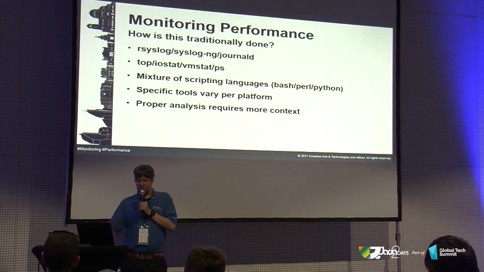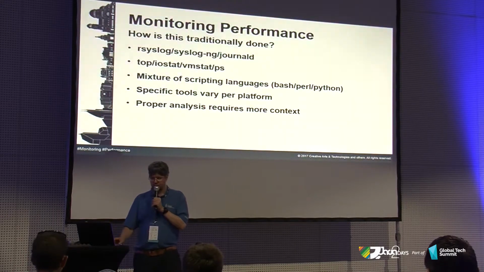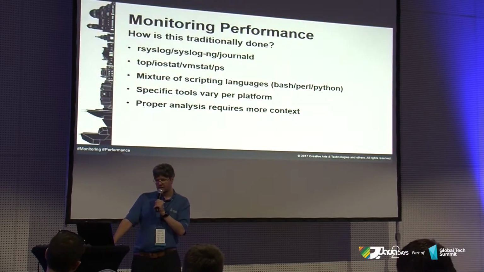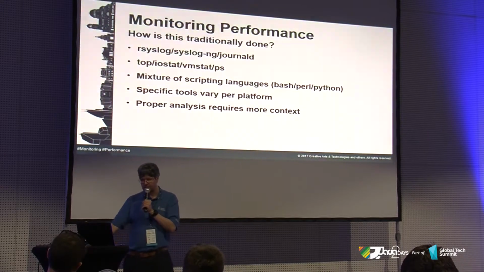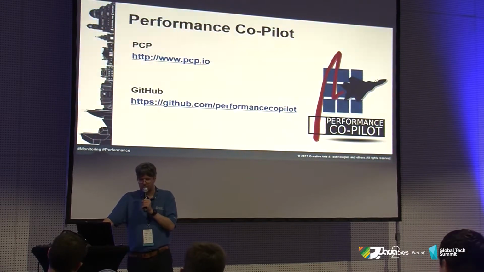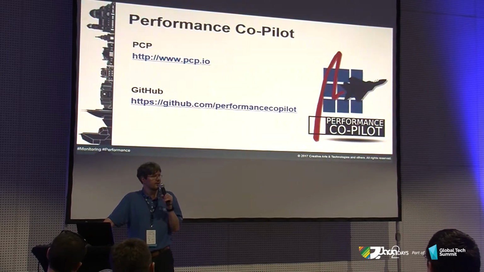Monitoring performance, traditionally, without some unified tool or framework, you would have a large mix of all sorts of Bash, Python, Perl, and other scripting languages, often different for platform and operating system, and the proper analysis of that usually requires some context. So it may not be so easy to mix those and combine them. A very popular and also rather long-lasting tool is Performance Copilot. Who knows it or has heard of it?